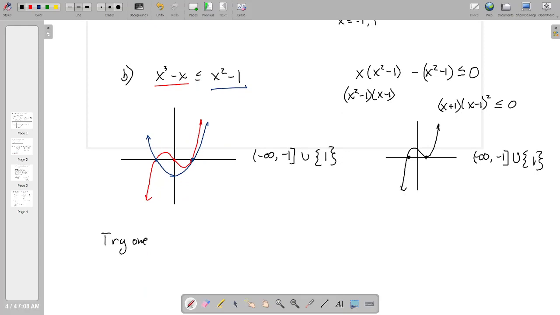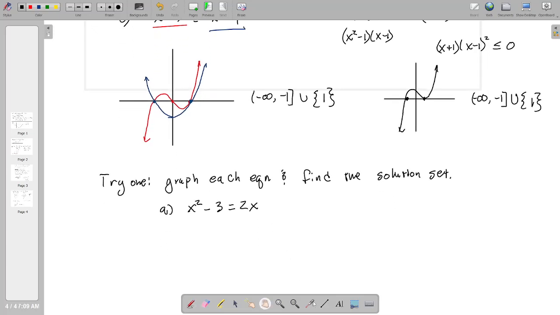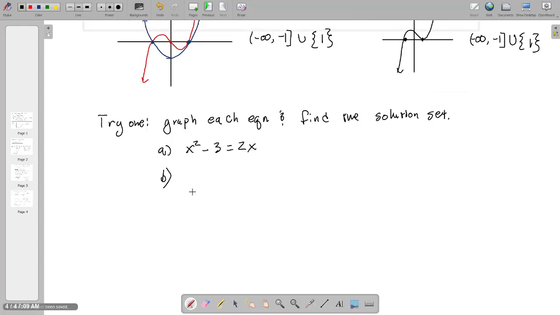All right, I want you to try one now. Graph each equation and find the solution set, where A is x squared minus 3 is equal to 2x. So here, on the left you have a parabola, on the right you have a line, and you're looking for intersection points because we're equal to here. And part B, x squared minus 3 is less than 2x. So you have the same exact equations, but now you're looking for where the parabola is less than the line.